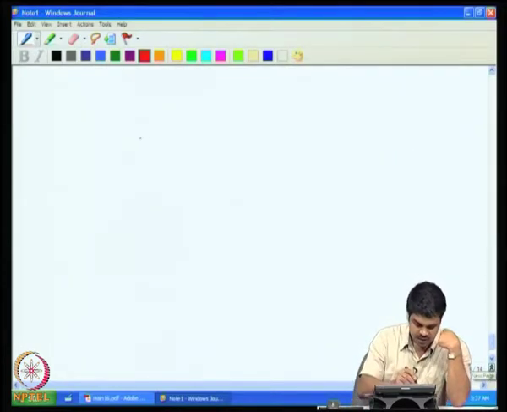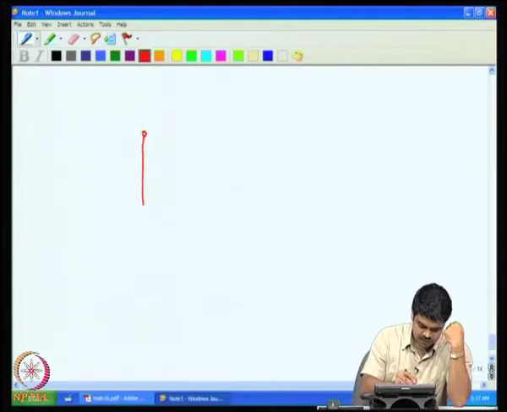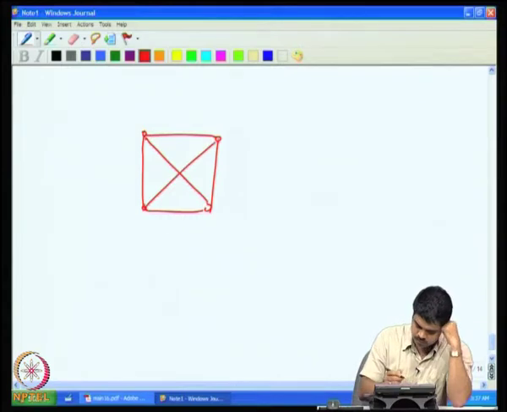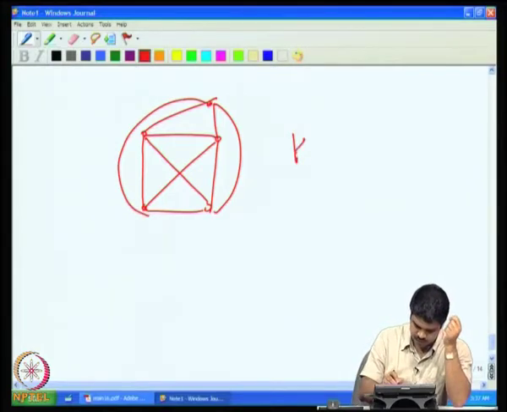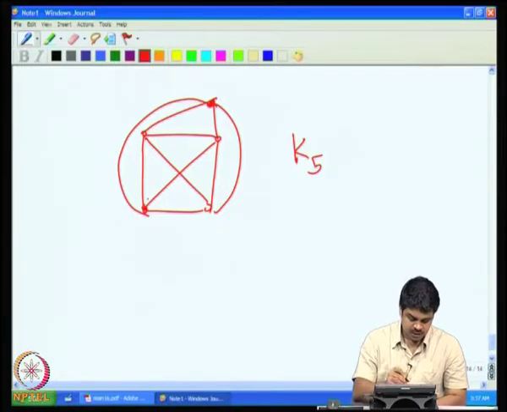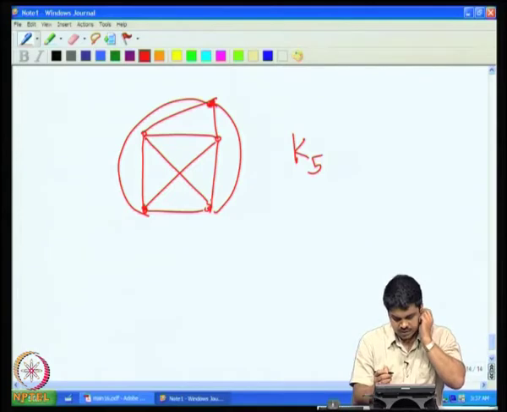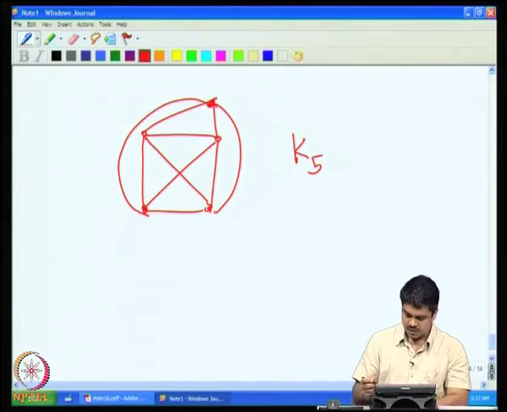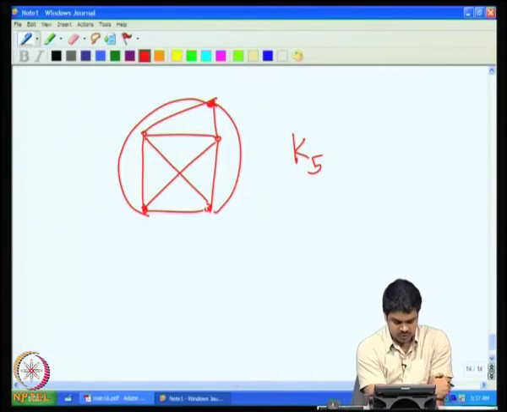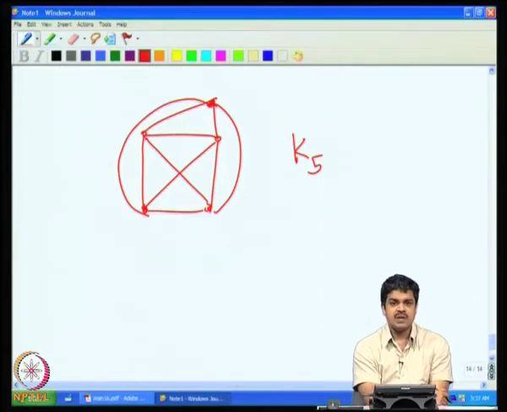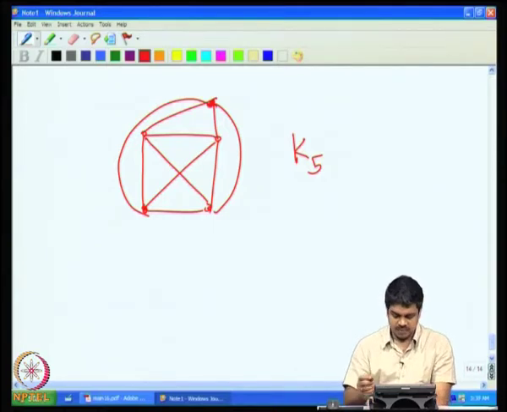For instance, you can ask whether this graph, this is a K5. K5 means the complete graph on 5 nodes. Is it a planar graph? So you can try it out whether you can draw it on the plane, but after some effort you will see that it cannot be drawn on the plane.